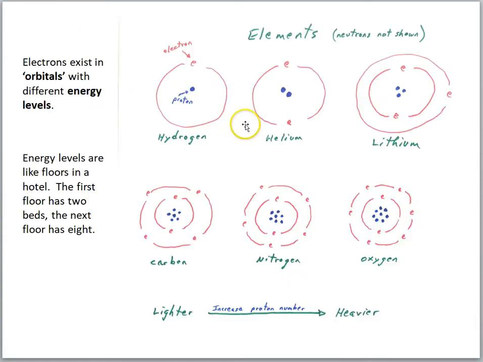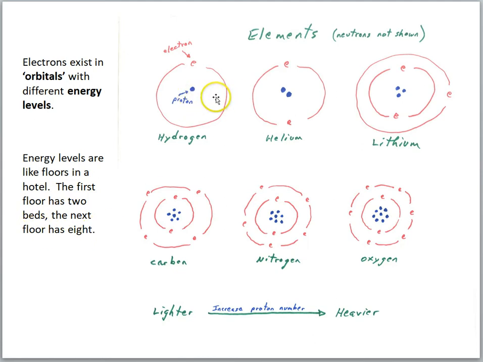Back to our picture then. We're also going to change the way we think about this. Instead of a simple solar system model, we're going to change the analogy. Today, physicists use energy levels to refer to these places where you might find electrons far away from the nucleus of the atom. Our analogy here is going to be a hotel. So we can think of these energy levels like floors in a hotel. The first floor has 2 beds, the next floor has 8.